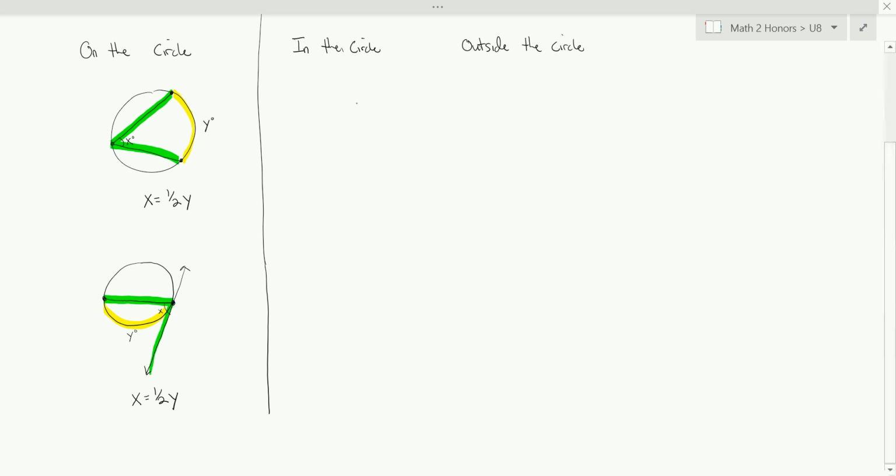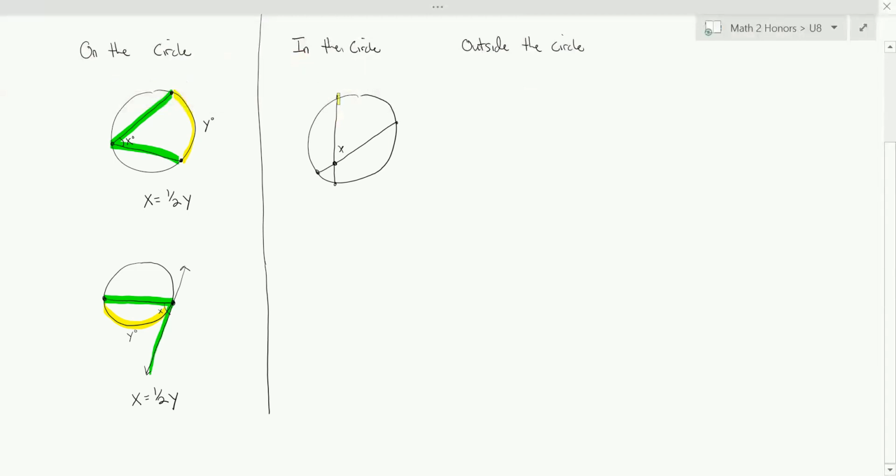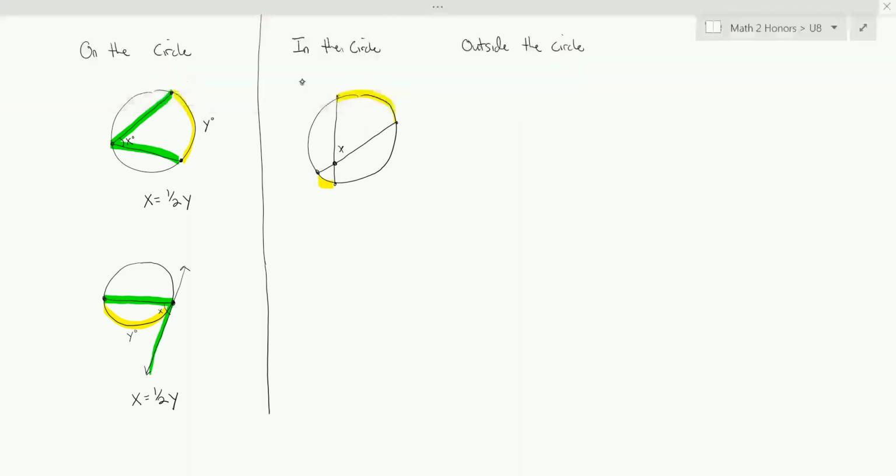If you're in the circle, say we have two chords intersecting somewhere in the circle at this point. And let's look at this particular angle here. This is going to intercept two arcs, one in front of that angle and one behind the angle. And so this is the angle I'm looking at. And notice that the vertex is not on the circle, but it's inside that circle.